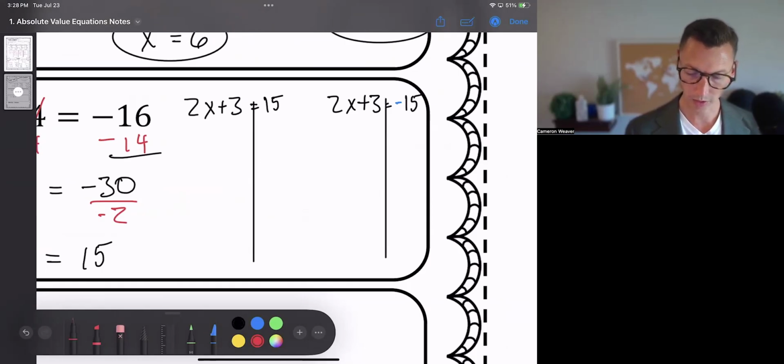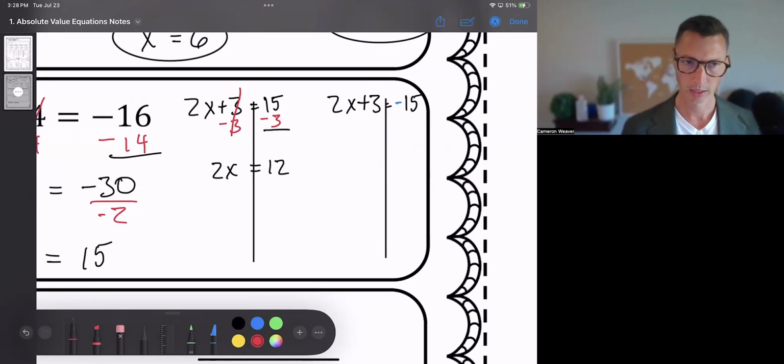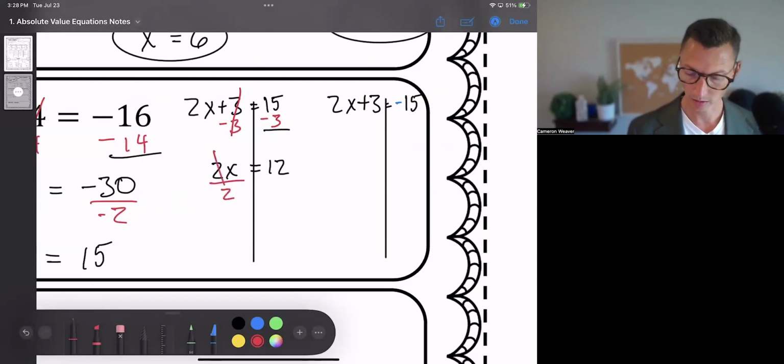So for the first one, we're going to eliminate the absolute value bars. Eliminate the constant, which is that 3. So we'll subtract 3. 2x drops. 15 minus 3 gives us 12. Now the 2 and the x are side by side. When we see side by side, we must divide because they are currently being multiplied. Here, x equals 6.